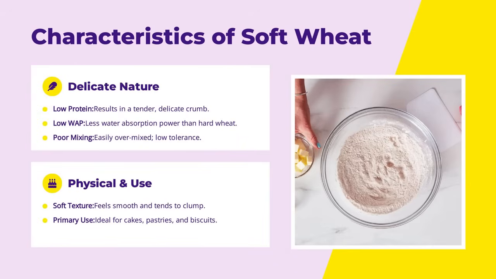The first characteristic is low protein content. Because soft wheat contains less protein, it forms only a weak gluten network. As a result, the final bakery product becomes soft and tender rather than chewy.